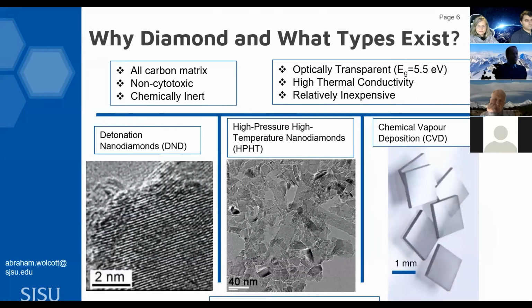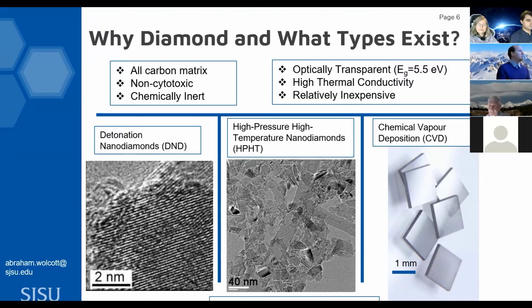Now, many of you in the audience, of course, work with diamond, are interested in diamond, but I wanted to have this general summary slide and say, well, what are the different types of diamond, and why would we be using each one of these different types? Of course, we know that diamond has an all-carbon matrix and is non-cytotoxic. That's why these biological applications are so important. We know it's chemically inert, and we've got these beautiful thermal conductivity properties, which allows it to go to thermal equilibrium with its surroundings very, very quickly. And of course, it's optically transparent if it doesn't have a high level of doping in it.